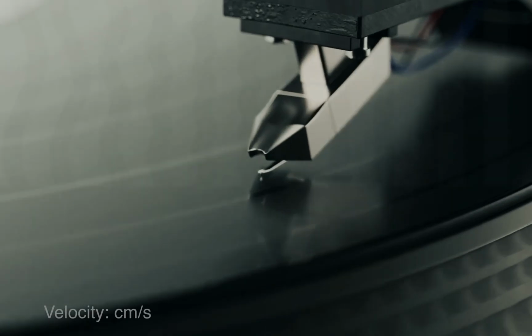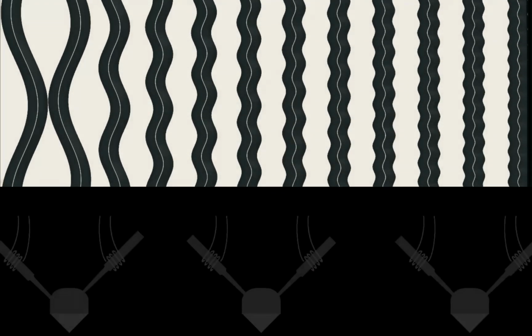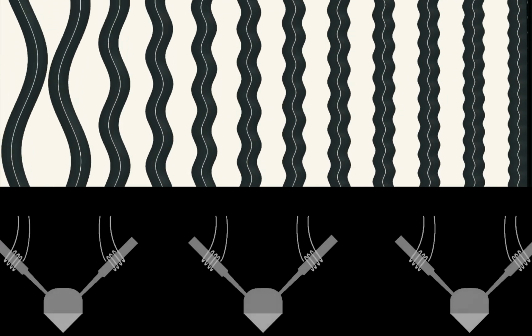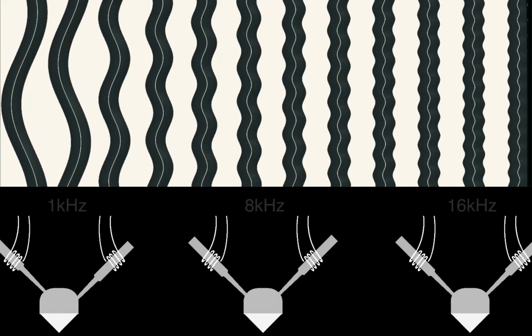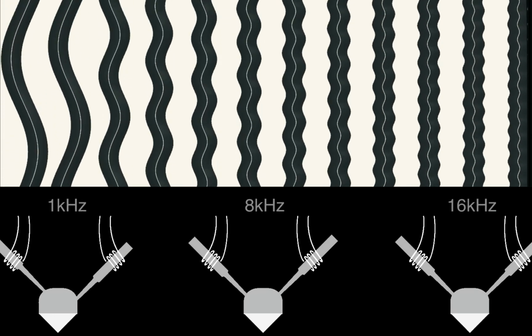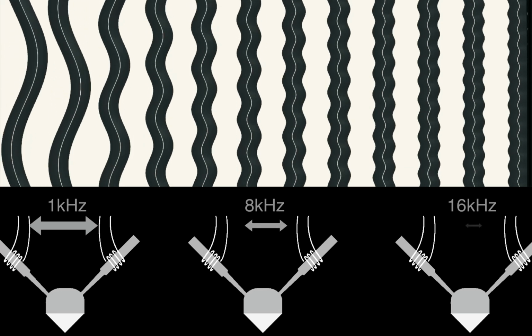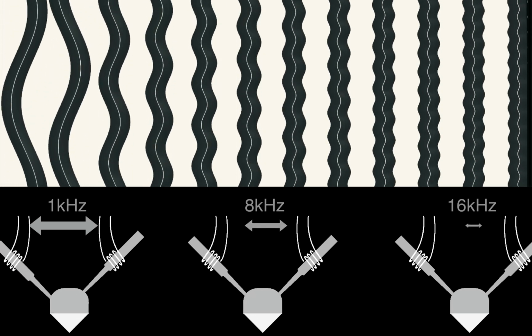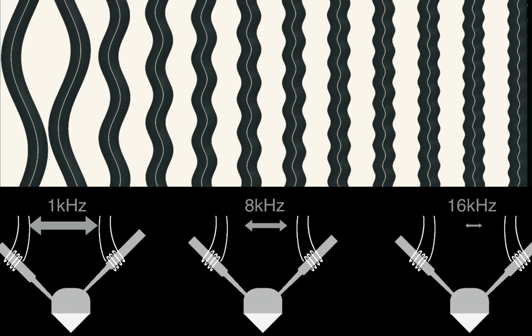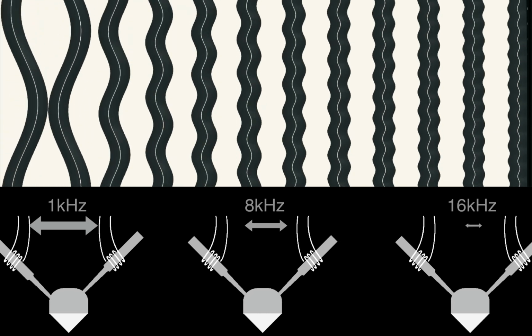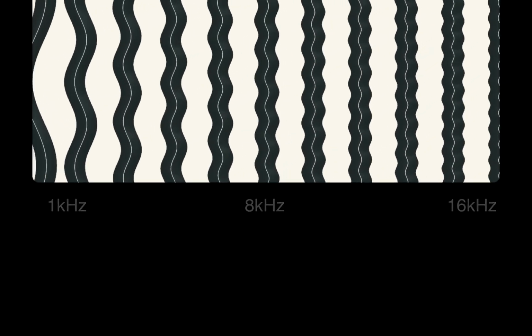What happens when the level of the signal stays constant but the frequency gets higher? The stylus travels at the same speed, but it needs to go back and forth more often. The distance is called excursion, so excursion becomes smaller with increasing frequency.